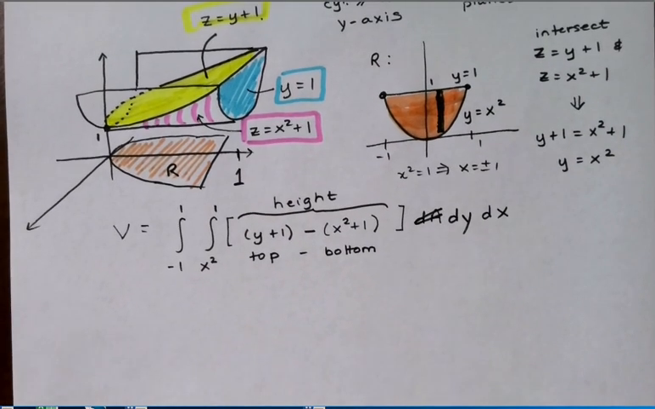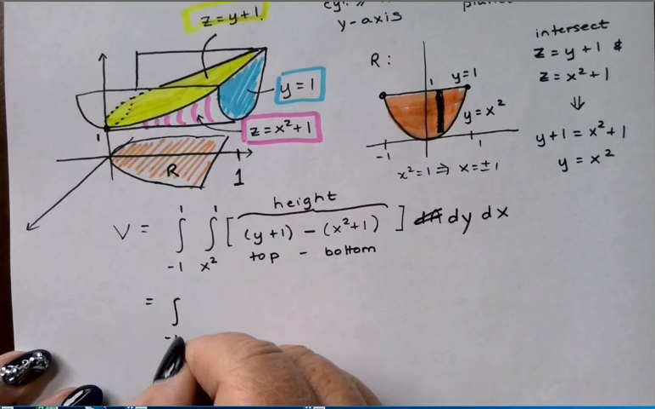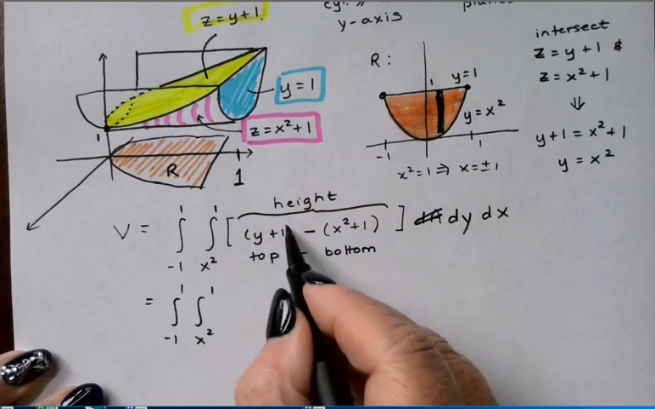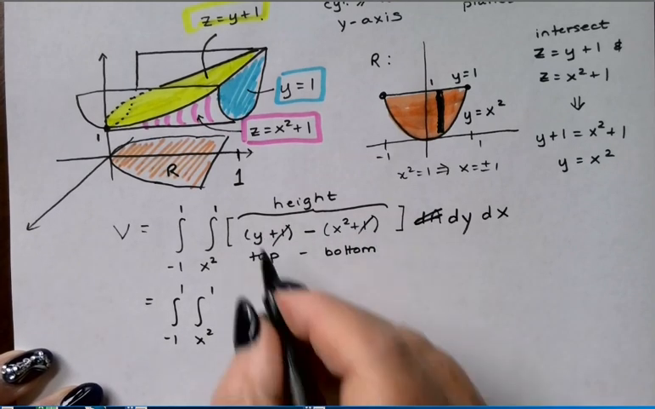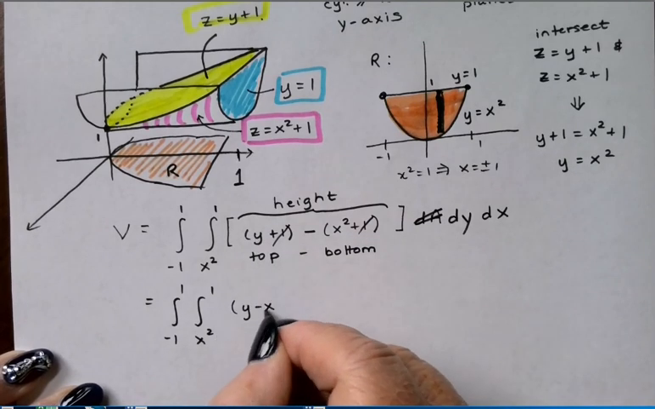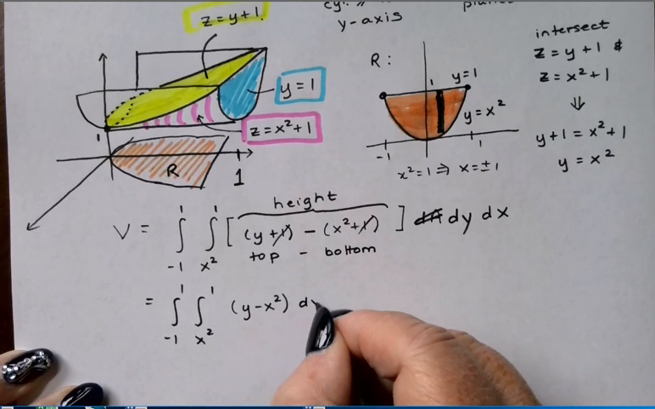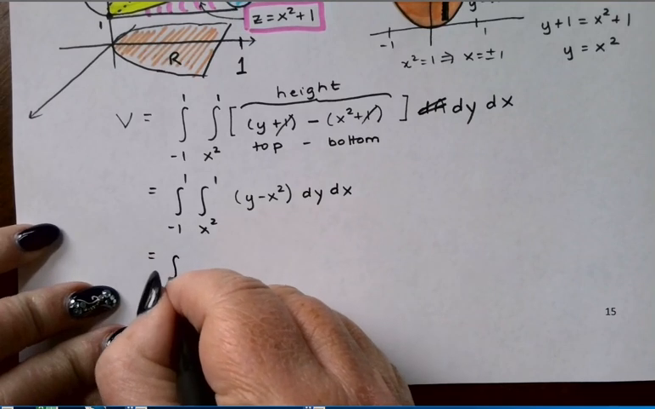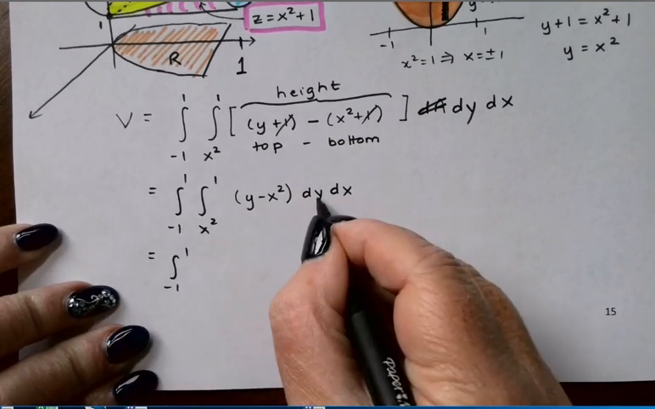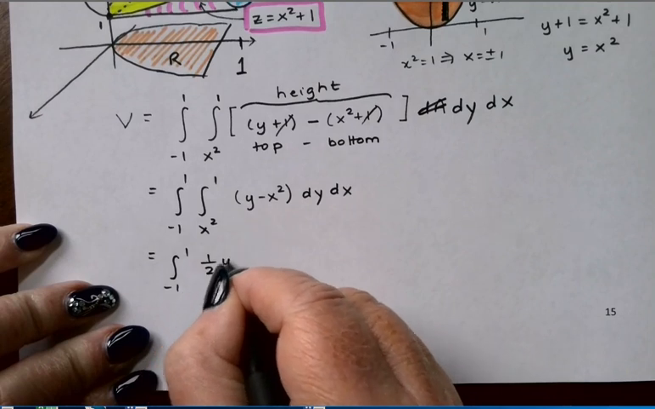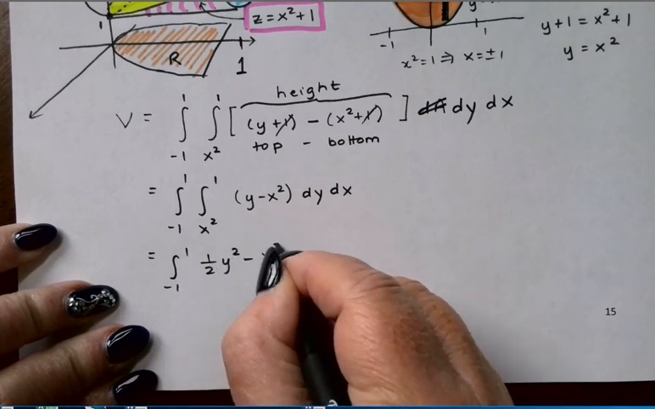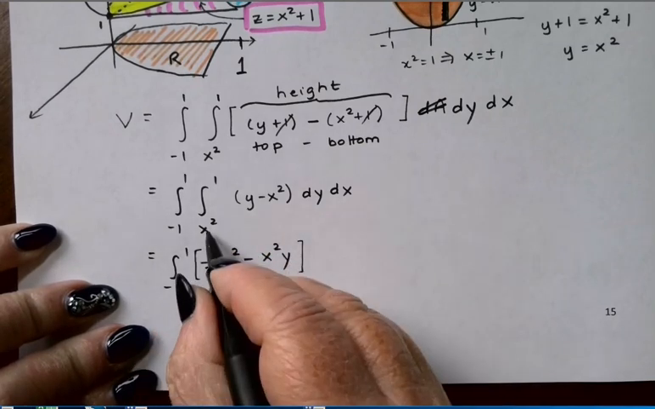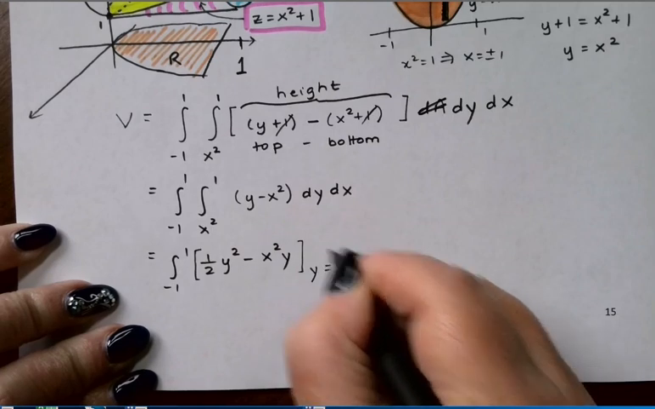All right. So, what have I really got here? When I subtract, these 1's are going to end up subtracting away to 0. So I have y minus x squared dy dx. And integrating dy will give me a 1/2 y squared minus, that's a constant, x squared times y. And that goes from y equals x squared to y equals 1.